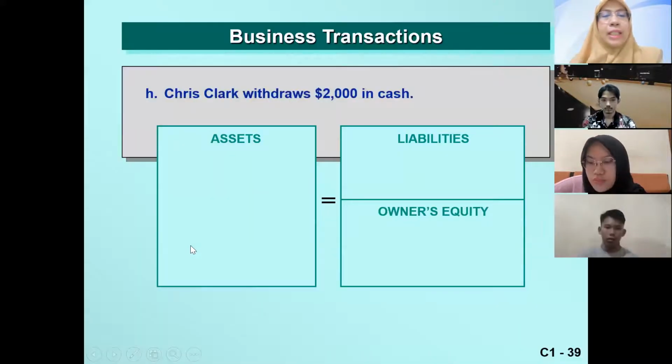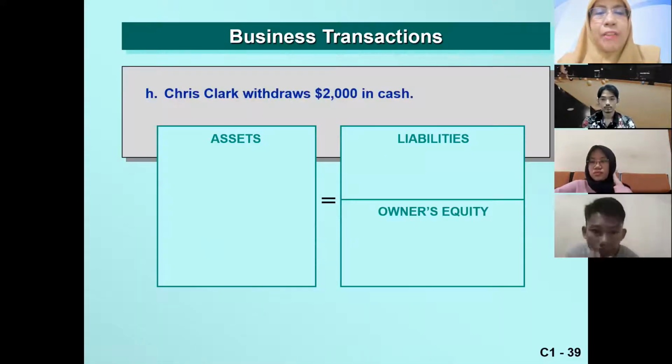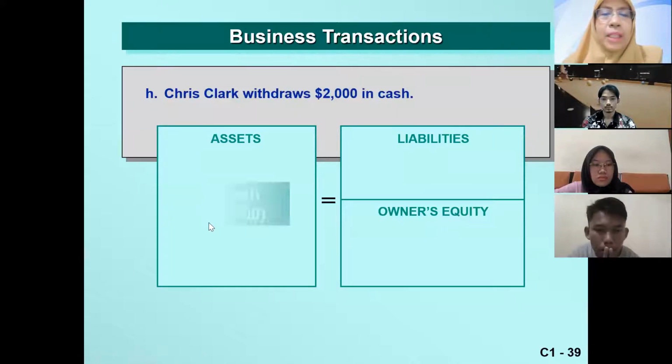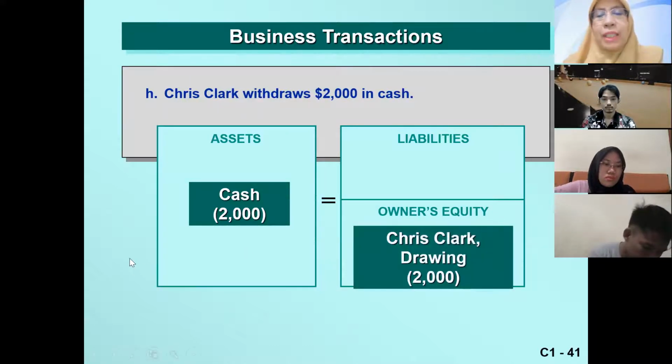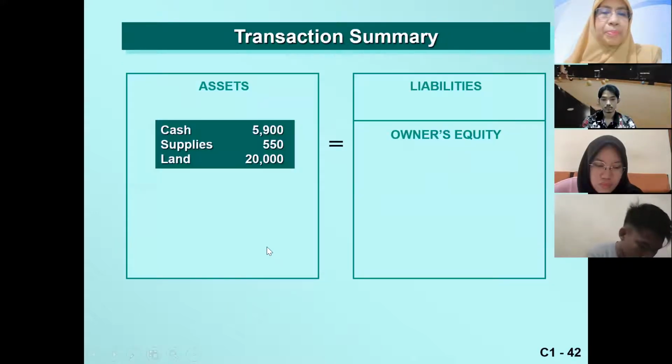Okay, the next one is Chris withdraws money from the company, $2,000. Of course, in here, the company's cash will be deducted by 2,000, and the deduction will also deduct owner's equity. So we are going to record it as Chris Clark, drawing 2,000.